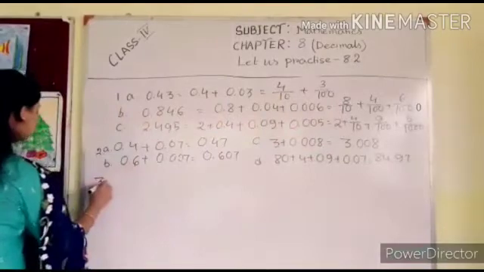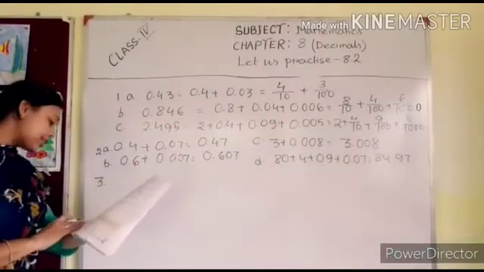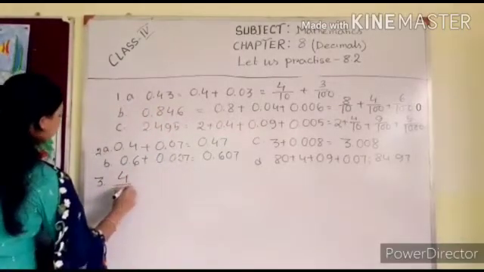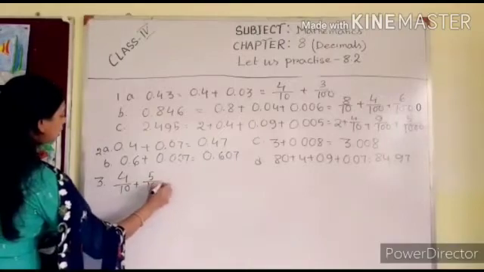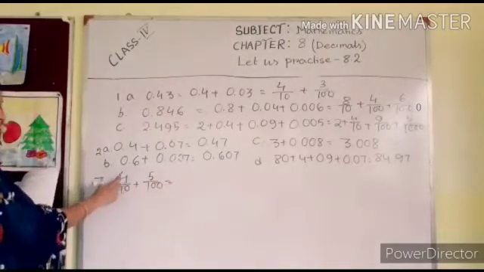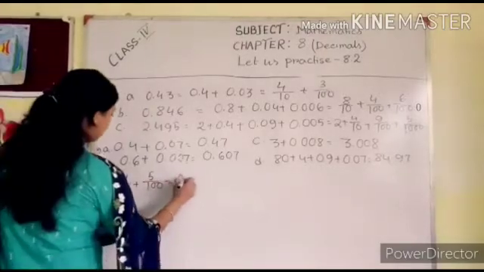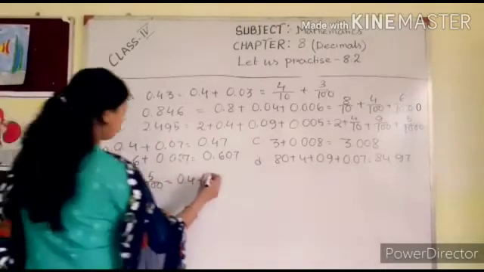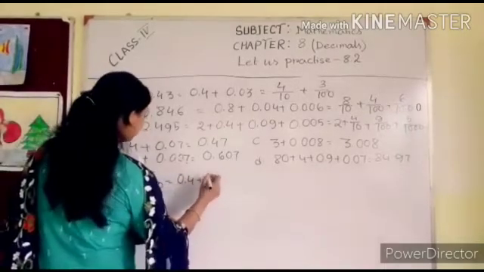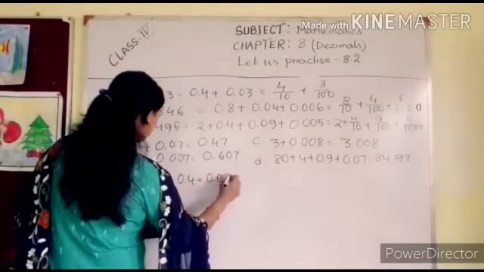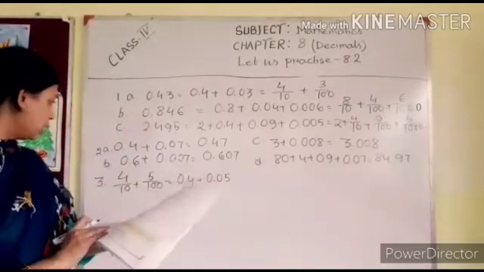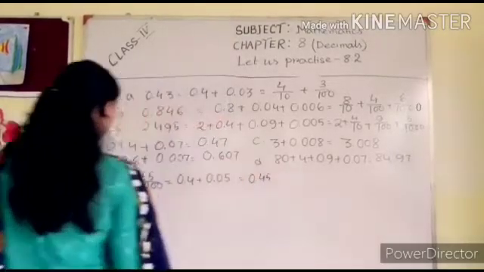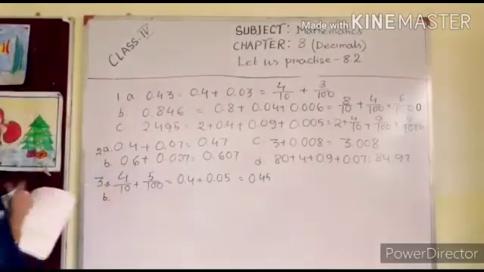Now number 3. Write in the short form: 4/10 plus 5/100. Here the denominator is 10, the numerator is 4, so the answer will be 0.4. Here the denominator is 100 and the numerator is 5, so your answer will be 0.05. Equal to 0.45. Clear? Now B.